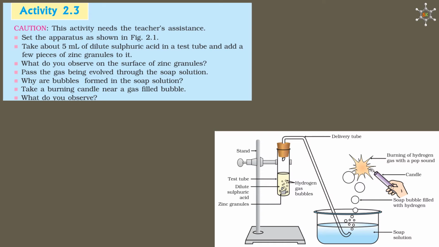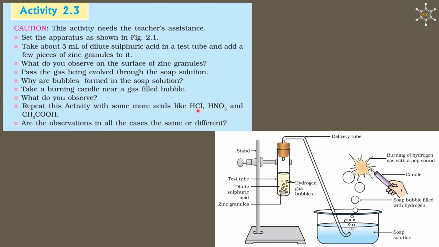In activity 2.3, we are supposed to take 5 ml of dilute sulfuric acid in a test tube. Add few zinc granules to it. Observe what happens inside the test tube. If any gas gets released in this experiment, pass that through the soap solution. This gives us bubbles which include the gas released from this experiment. Now, take a burning candle or burning matchstick near these bubbles. Make observation. Repeat this experiment by replacing sulfuric acid with hydrochloric acid, nitric acid, and acetic acid.